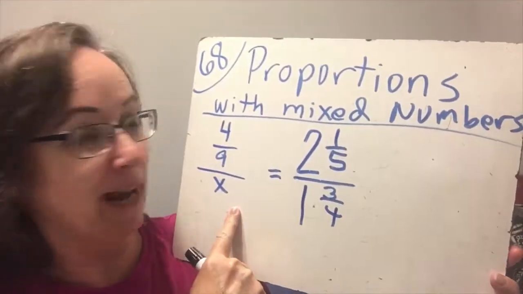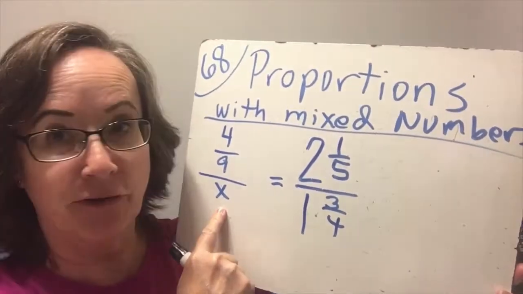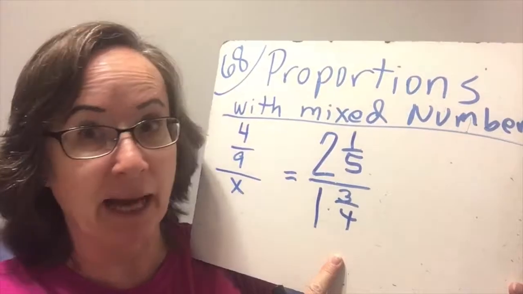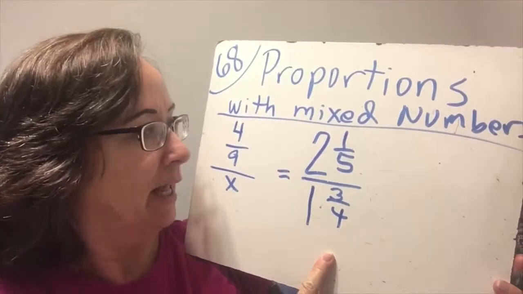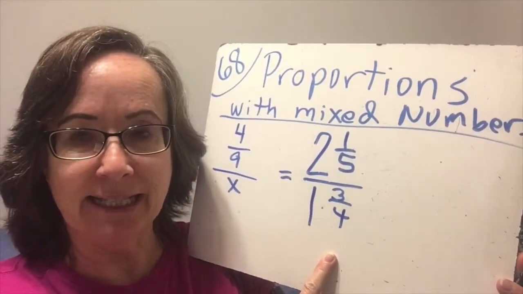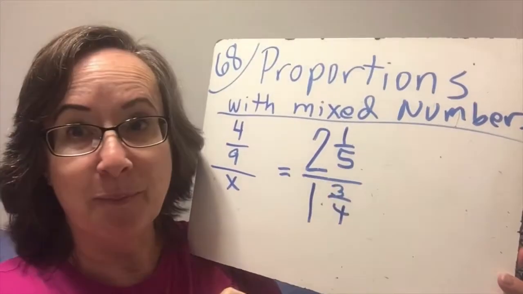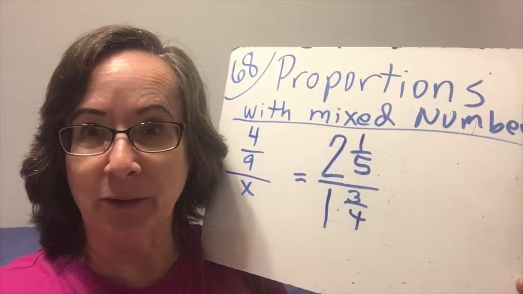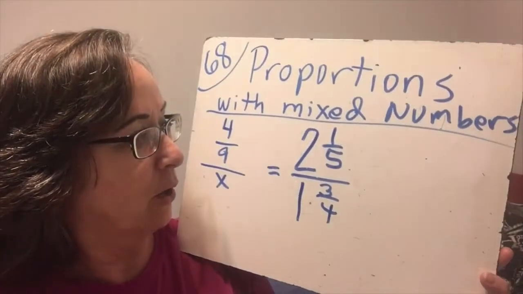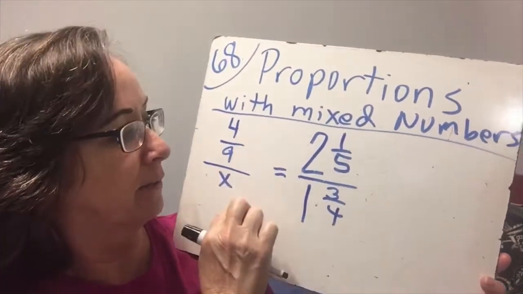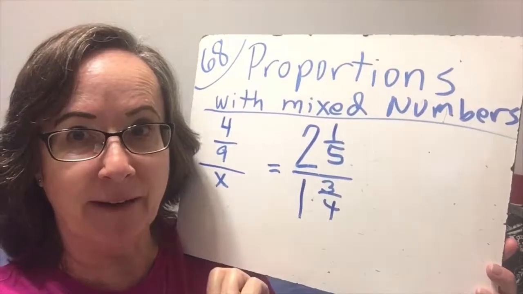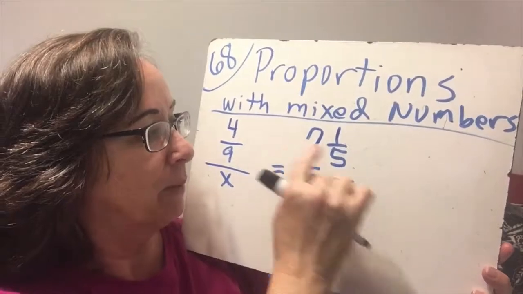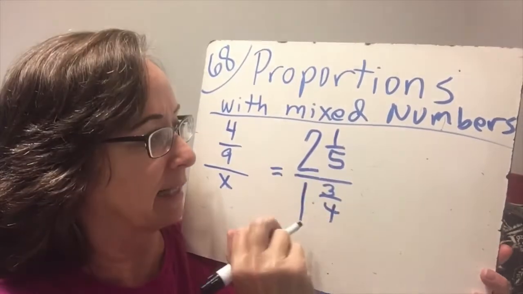We know that when we have a proportion, which is a fraction set equal to a fraction, that we can solve that by cross multiplication. The only thing we're doing different here is adjusting our mixed numbers to be improper fractions before we do the cross multiplication. So instead of 2 1/5, we will change that to an improper fraction, which would be 2 times 5 is 10 plus 1 is 11.